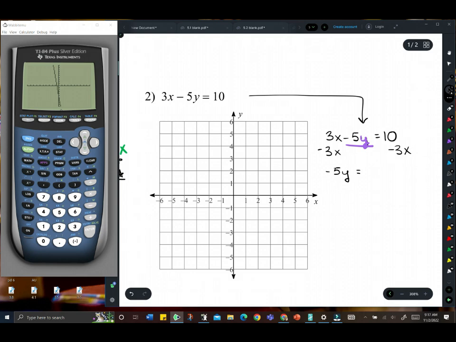And that leaves us with negative 5y is equal to negative 3x plus 10. And we have to then divide by negative 5. Make sure you divide everything. The negative 3, and the 10. So y is equal to positive 3/5 x minus 2.